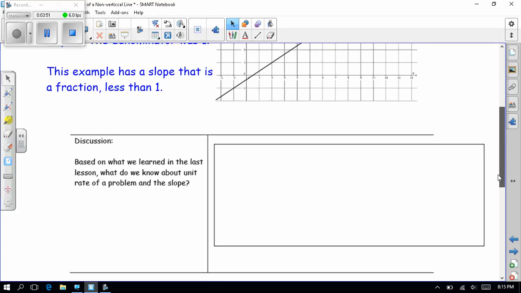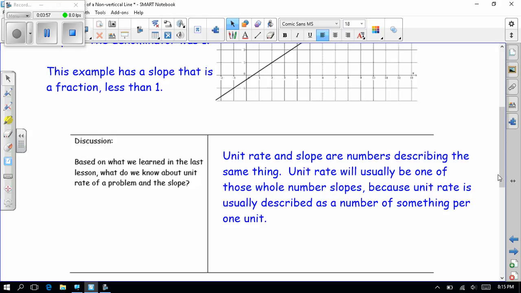So based on what we learned in the last lesson, what do we know about unit rate of a problem and the slope? Unit rate and the slope are numbers describing the same thing. The unit rate is going to be one of the problems whose slope is a whole number, because unit rate is usually described as a number of something per 1 unit.